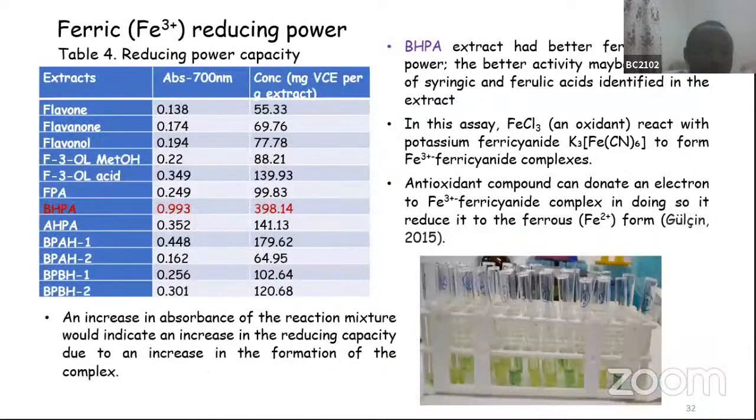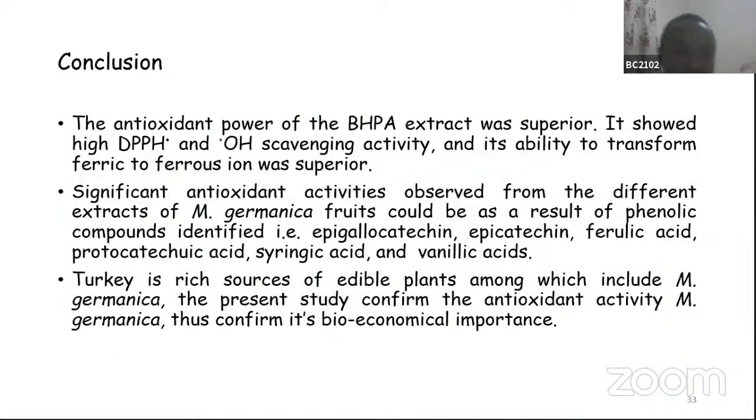The result for periodic reducing power as follows: bound base hydrolyzed phenolic acid at high periodic reducing potential. In conclusion, the antioxidant power of base hydrolyzed phenolic ester was zero. It showed that high in DPPH and OAG radical scavenger activity, and its ability to transform ferric to ferrous iron was zero. A significant antioxidant activity observed from the different ester from Espilia germanica could be as a result of the phenolic compound identified, such as epigallocatechin, epicatechin, ferulic, prokaryotic, syringic, and vanillic.